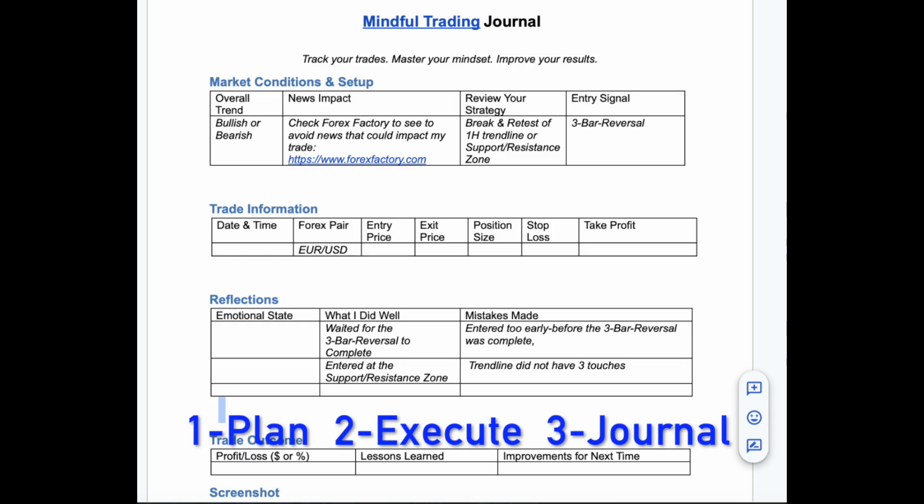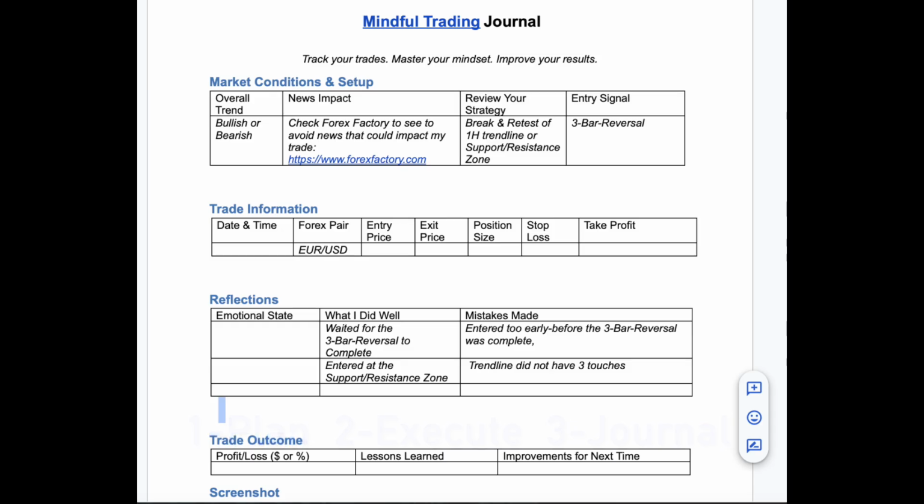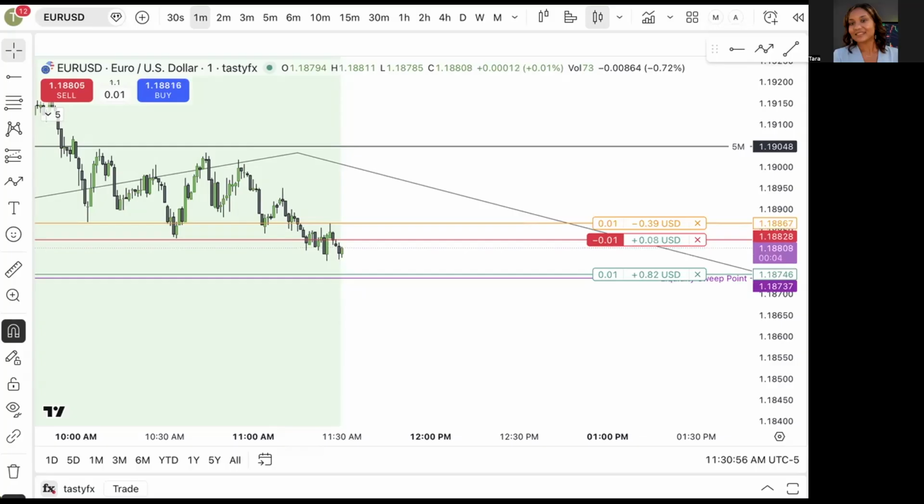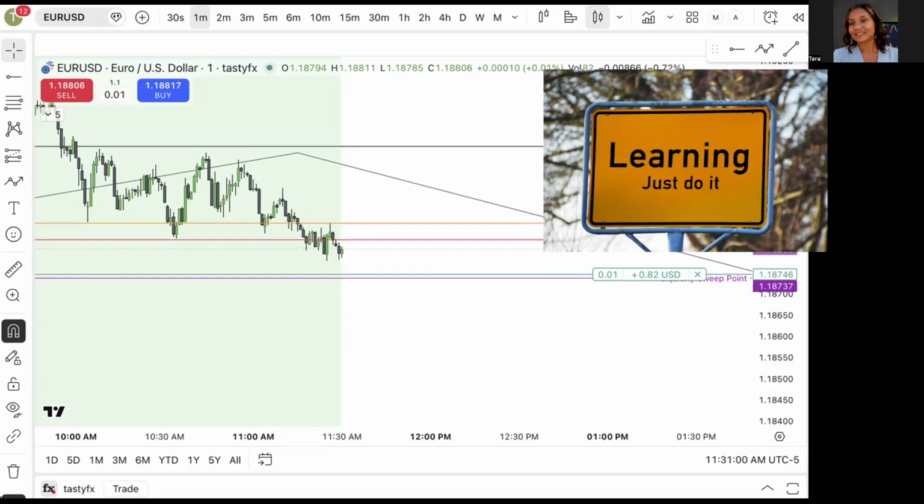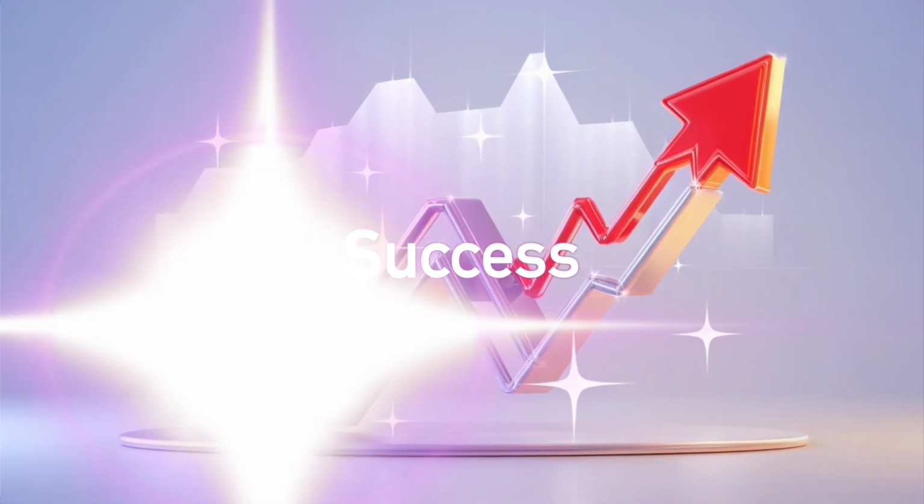You can use the Mindful Trading Journal that is free in the description by clicking on the link, or you can create a journal of your own. Either way, digital or paper and pencil, whatever you prefer, but be sure to journal every trade that you take. It really makes a difference in how fast you learn and also in your success.